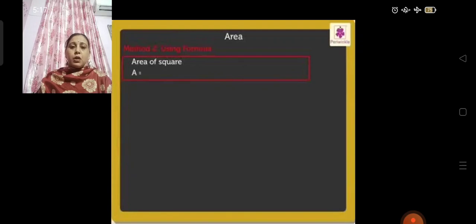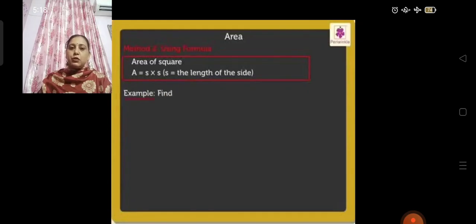Now next, find the area of a square. To find the area of a square, there is a formula, that is we multiply the side 2 times. Here S will be the length of the side. So the area of a square is side into side.